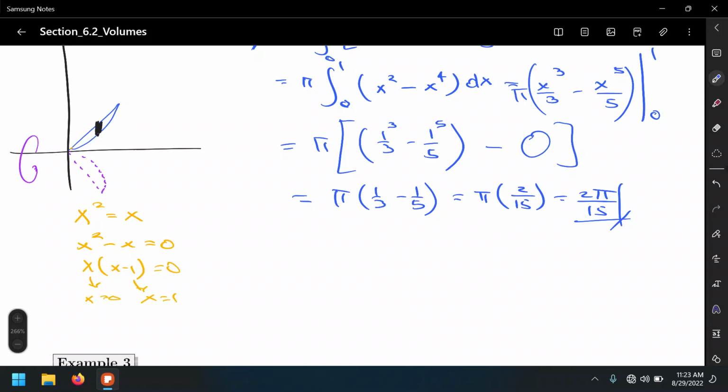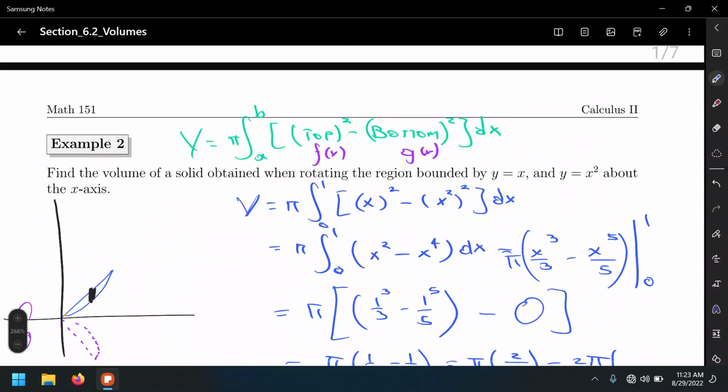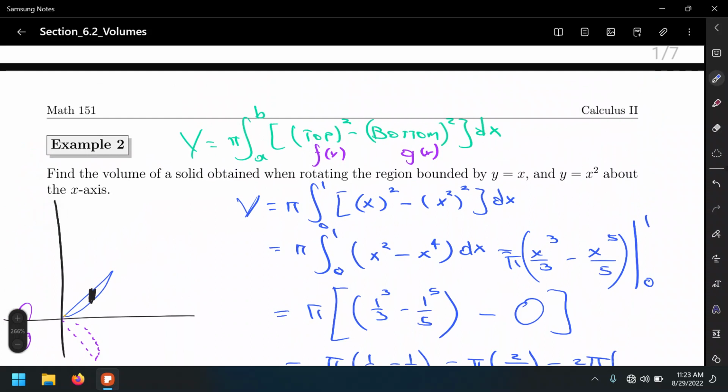So that's another example in which we rotate still about the x-axis, but this time we have a different kind of region, not just a region under a single function like the previous one. But again, like I mentioned before, I would like to go back to the first example, in which I will put into a different perspective, the perspective of the top minus bottom.